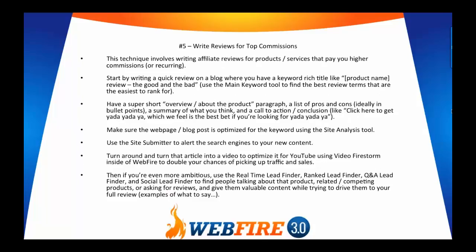Number 5, and this is a great one if you just want to be an affiliate of anything, is to write reviews for top commissions. This technique involves writing affiliate reviews for products or services that pay you higher commissions or reoccurring ones.